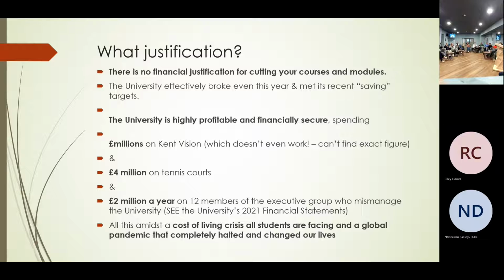It's highly profitable and financially secure. I didn't put a figure there because I didn't know exactly how many millions, I got mixed numbers, but I know they spent quite a big number on Kent Edition, which we've been complaining about. There have been timetabling issues, supervision issues, international student issues. £4 million on tennis courts, which is frankly ridiculous. £2 million a year on the 12 members of the executive group who, in my opinion, mismanage the university. And all of this amidst a cost of living crisis, which greatly affects students, and a global pandemic that has literally halted and changed our lives.